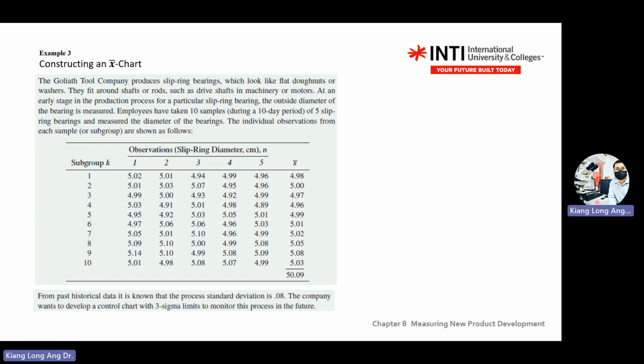For the previous one, it gives you the number of defects. But here you see the measurements. So with measurements, it is either a mean chart or an R chart. There are 2 types of chart. When you see continuous measurements, you measure 1 time, 2 times, 3 times, 4 times. Okay, you'll see this one.